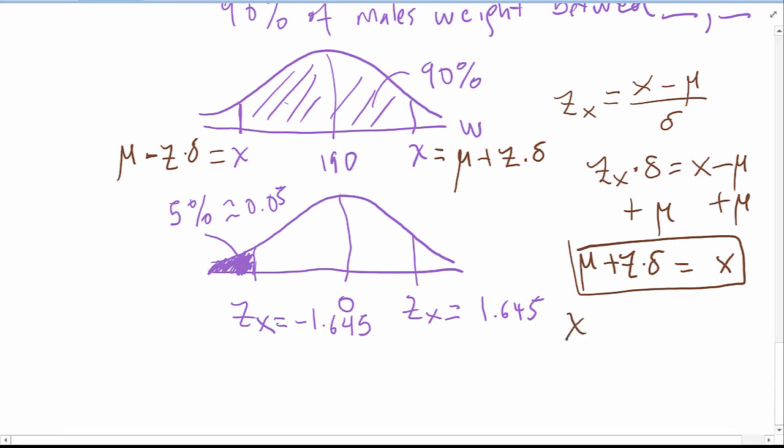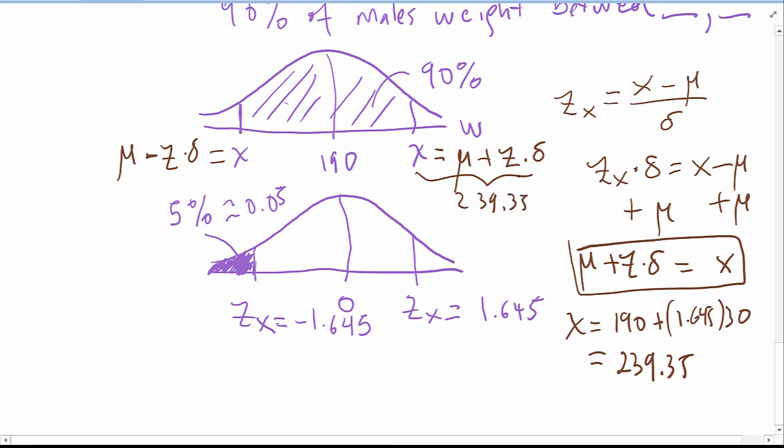So let's find those values. The upper value of x is the mean, which is 190, plus the z-score, which is 1.645, times the standard deviation, which is 30. That gives me 1.645 times 30 plus 190, which is 239.35. So that's the upper value. What about the lower value?